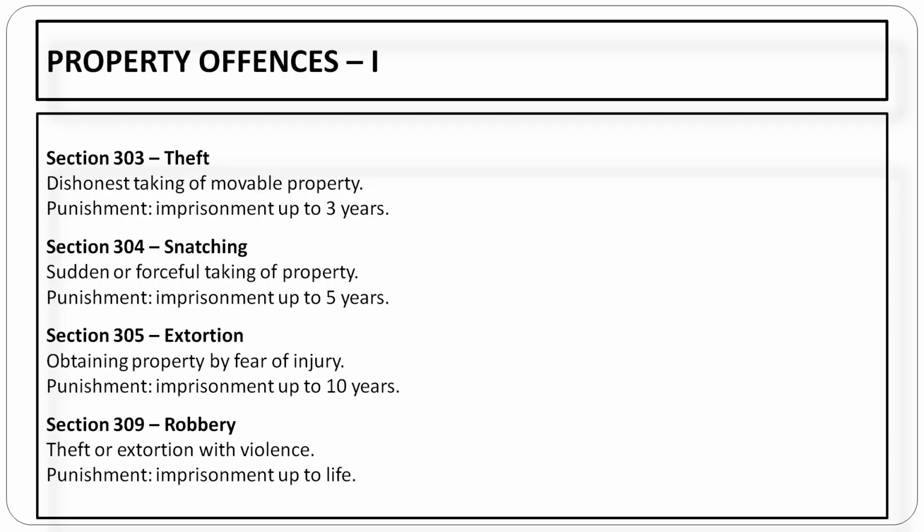Now let us look at offences against property. Section 303 deals with the offense of theft. It applies when a person dishonestly takes movable property belonging to another person. The taking must be without consent of the owner. Intention to take the property dishonestly is a key element.